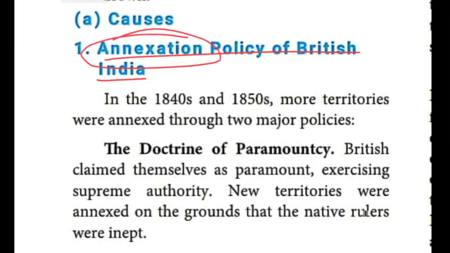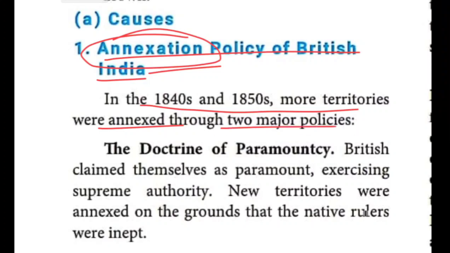Capturing policy. Okay, so the British people, by using their policies, captured the Indian territories from the Indian rulers. That is the annexation. In which years did this happen? In the 1840s and 1850s, more territories were annexed, in the sense captured, through two major policies. So what are the policies?